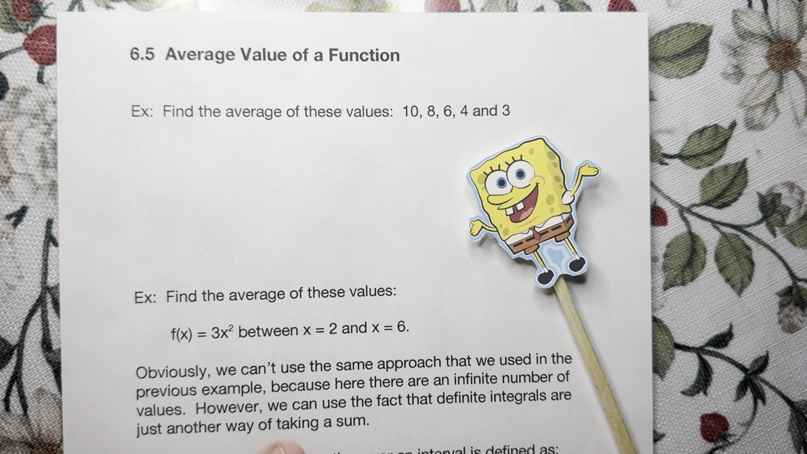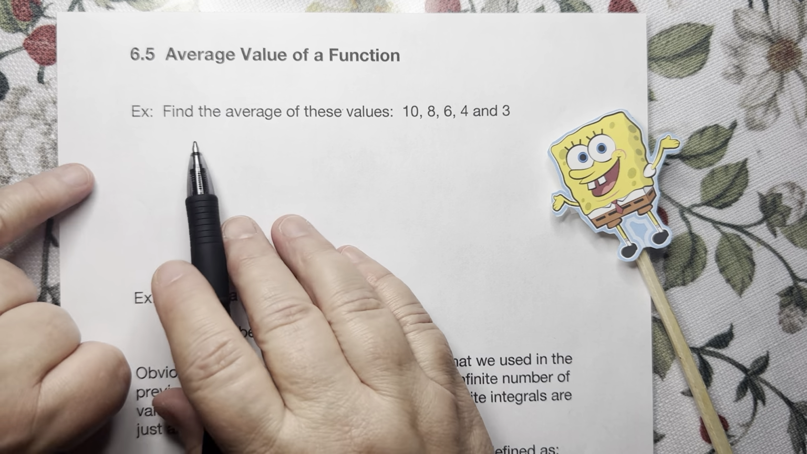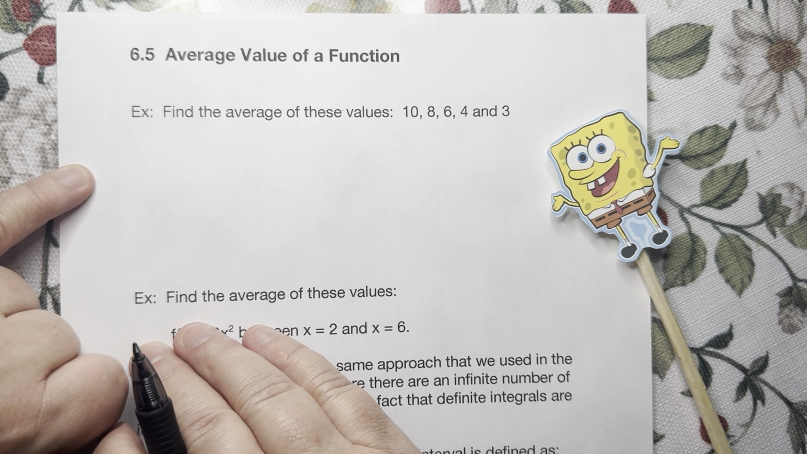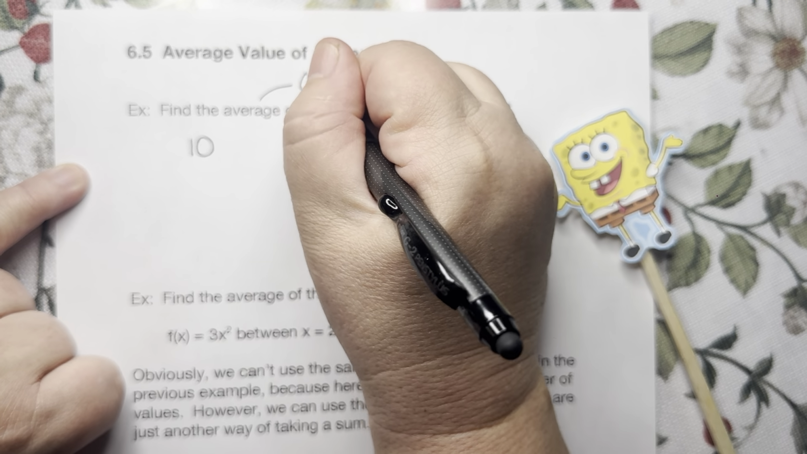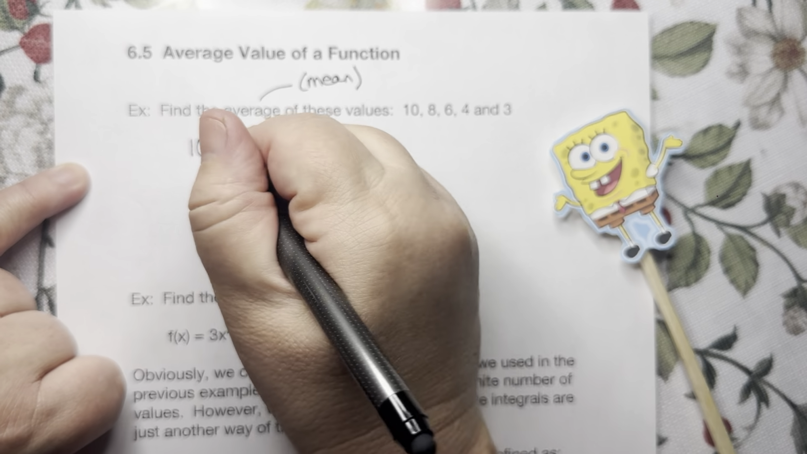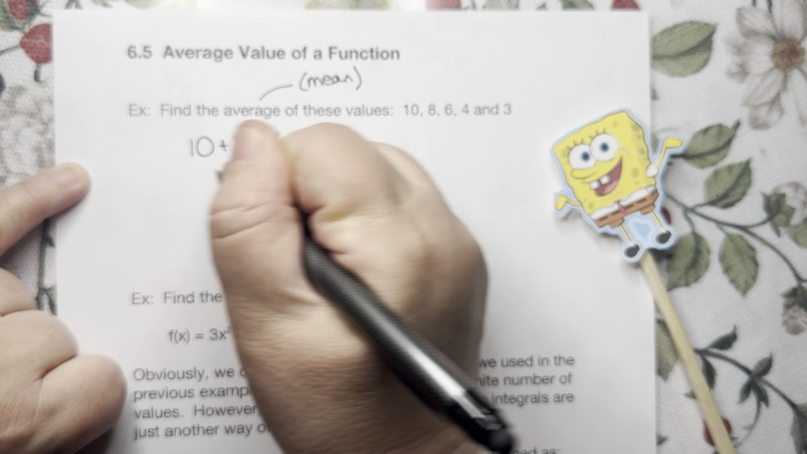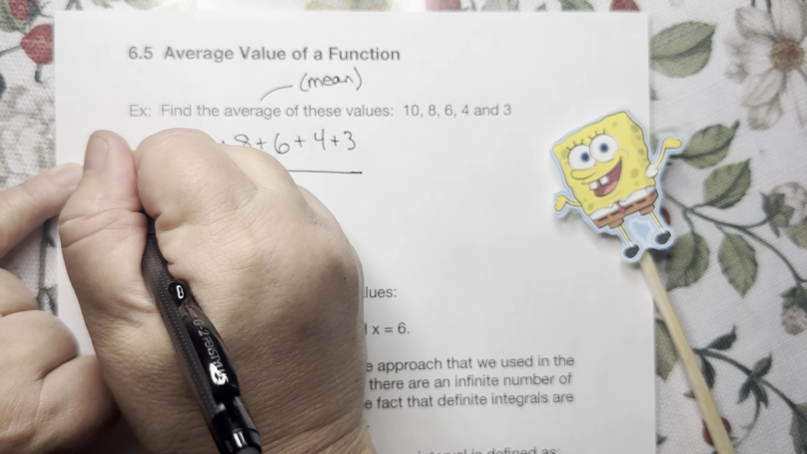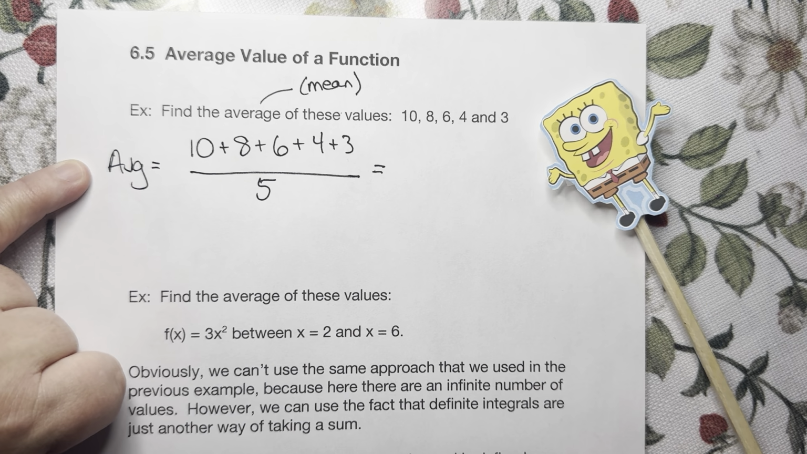So we're going to start off with a problem that I hope is really very familiar and not too taxing. Find the average of these values, 10, 8, 6, 4, and 3. And hopefully, if I say find the average, you know that what I mean is the mean, which is the average that you get when you add them all up, 10 plus 8 plus 6 plus 4 plus 3, and divide by 1, 2, 3, 4, 5. Divide by 5. So the average is the sum over the number of things.